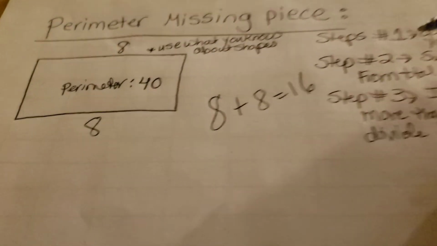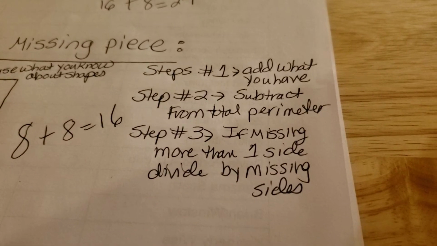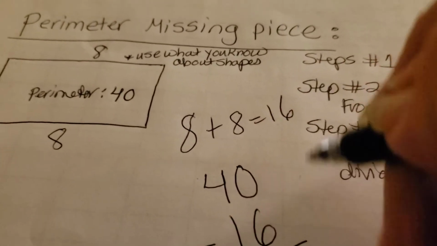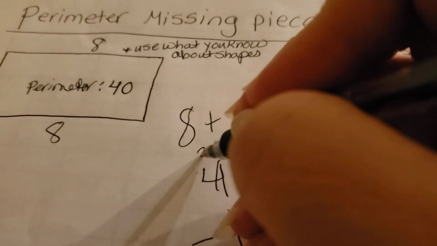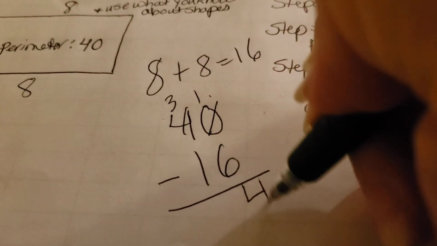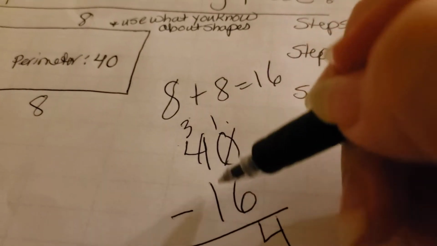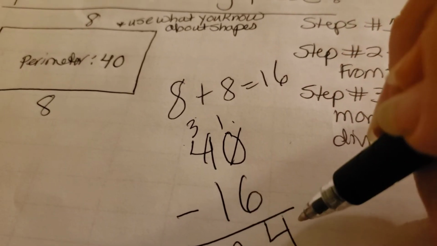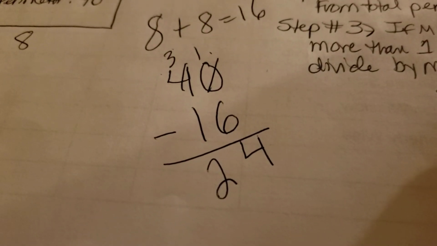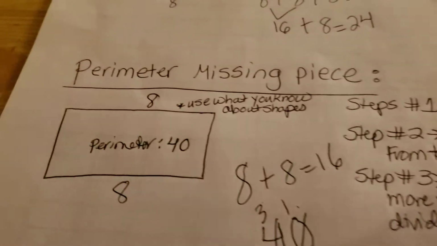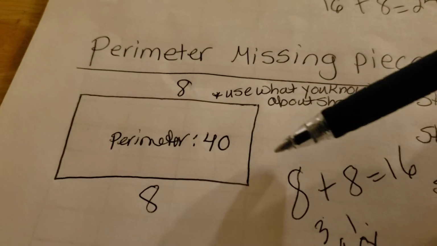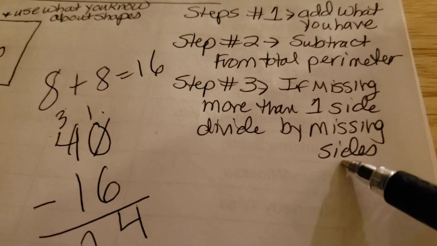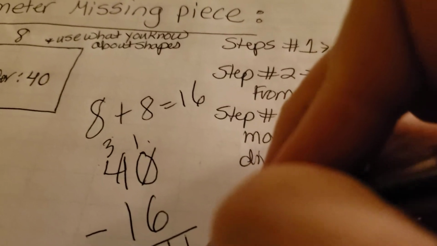We have to take step 2, subtract from total perimeter. So 40 minus 16. All right, gives us 24. Now we have 2 missing pieces. So we have to take that 24 and divide it by the number of missing sides, which is 2.